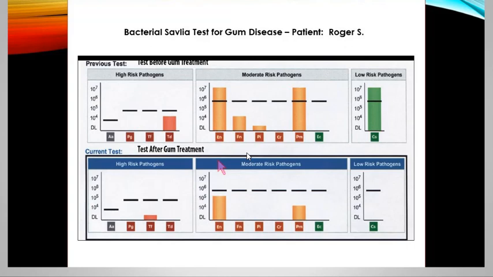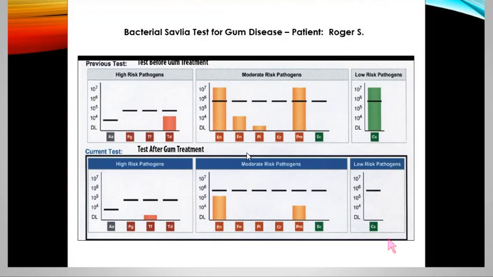The test was done a couple weeks after, prior to Roger going in to have heart surgery. So looking at the test before, you could see his high risk. He had one pathogen almost to the line, moderate risk, two pathogens above the line, and low risk pathogens were above the line. And after our gum treatment, you could see the efficacy of our scaling and root planing procedure and antibiotic protocols. We had targeted the right bugs, and look at these pathogens and how much we had under control.